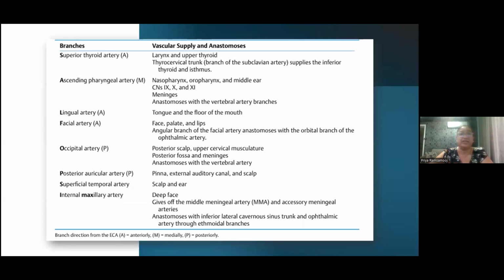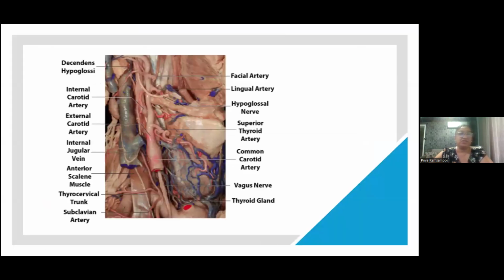This table has been included for the sake of completion, to remind us of the branches of the external carotid, as well as vascular supply and the different anastomoses. Importantly, I would shed a little light on the maxillary artery because it gives off the middle meningeal artery, and that becomes particularly important, especially in our field as we talk about epidural hematomas, etc. Now, this picture has been included for the sake of textbook and real life. We've seen it looking differently, right?